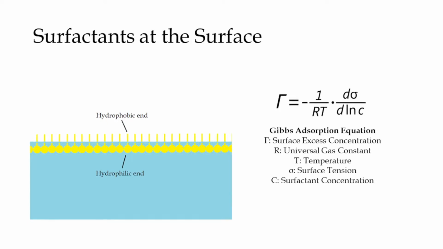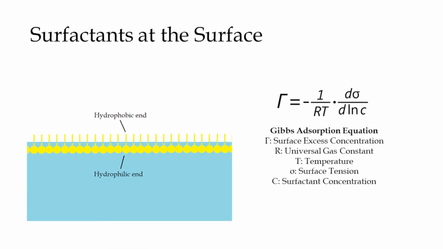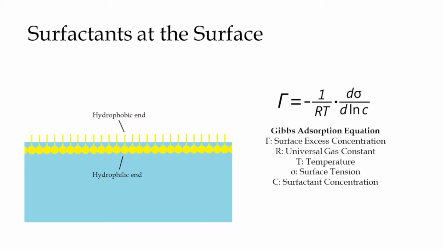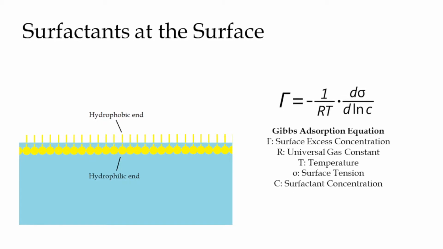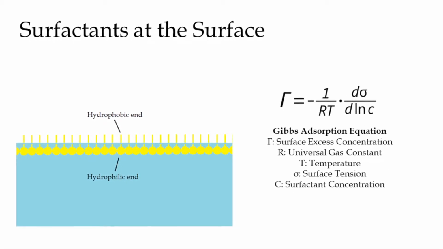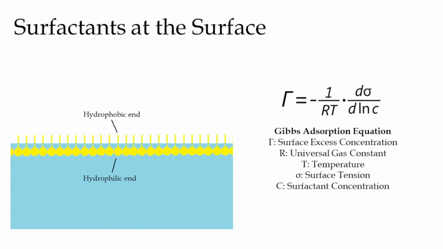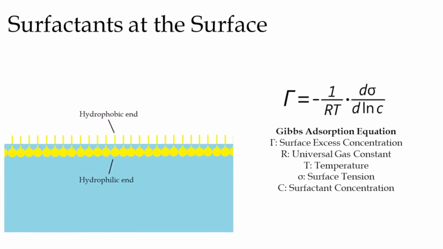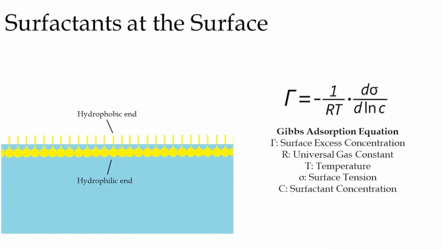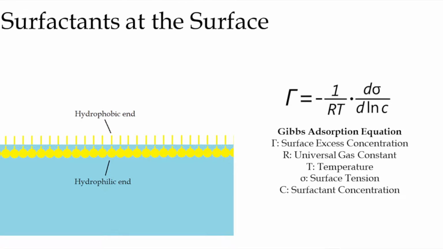In general, a surfactant molecule is characterized by having a hydrophobic end and a hydrophilic end. As depicted in the image, the surfactant molecules group at the surface in order to satisfy their attraction and repulsion at both ends. This grouping is known as the surface excess concentration and can be calculated using Gibbs adsorption equation. Since the gas constant and temperature are treated as constants, the surface concentration is a function of the surface tension and the concentration of surfactant.